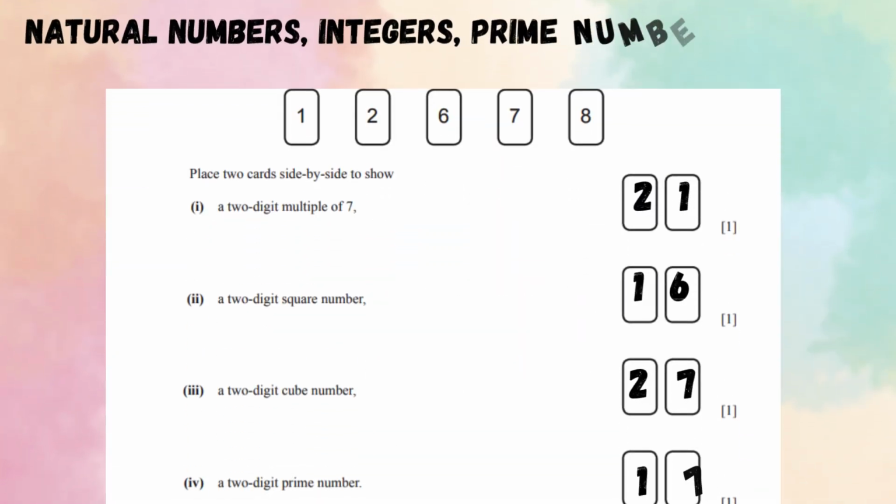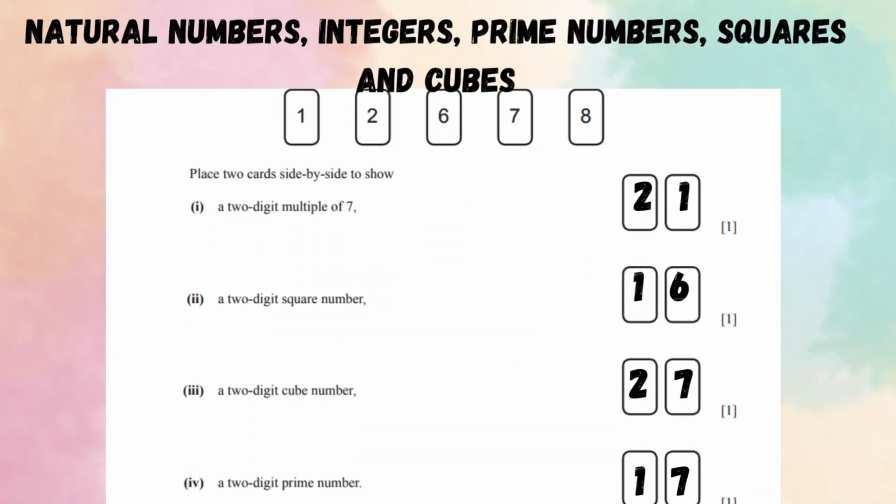In the next question, we are supposed to combine two number cards to produce a number that matches the question requirements. In part A, we need a two-digit multiple of number 7. To learn more about multiples and factors, click on the link in the description. When we look closely, we'll see that we will obtain 21, which is the only multiple of 7 we can obtain. Moving on next, we need a two-digit square number, which, according to the cards provided, is 16, which is the square of 4. Next we need a two-digit cube number, which, in this case, is 27, the cube of 3. Lastly, we need a two-digit prime number.